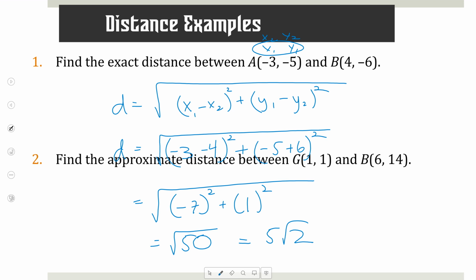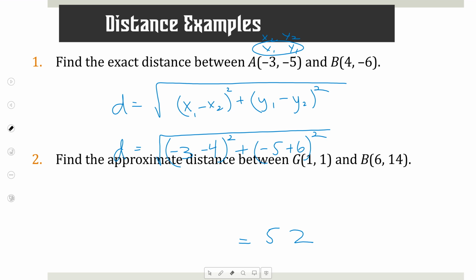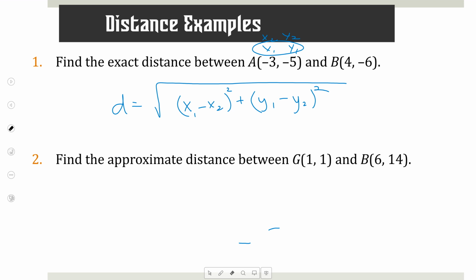Questions? We'll do one more and then we'll be done. You'll notice a subtle difference between these two problems. In the first problem, I said the exact distance, which means we're leaving it in terms of a square root. The second one is an approximate distance. In that case, we're going to take a decimal value there.